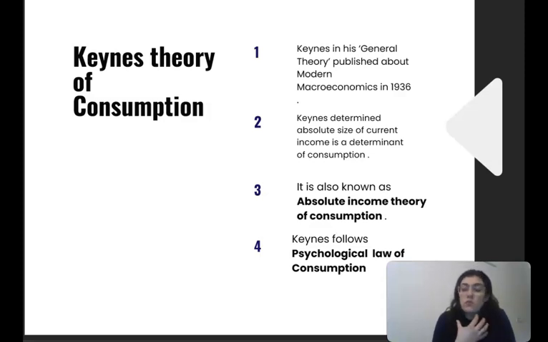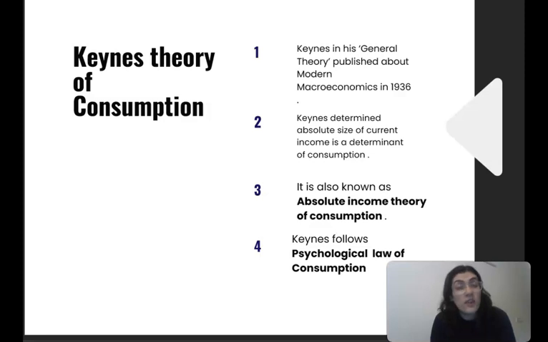So whenever we are talking about income, according to Keynes, it is the current income. We will not consider the past savings or the past income. It is only related to the activity that we are doing in the present time, that is in the current period, whether it is a year, a quarter, or whatever. So it's the current income, and that is what the absolute income theory of consumption says.